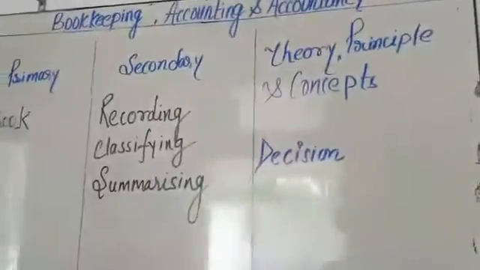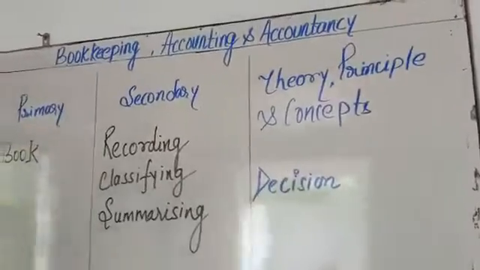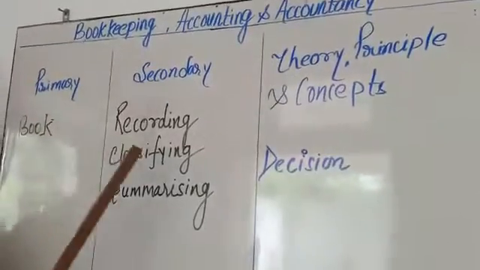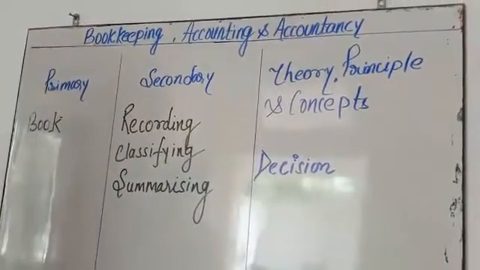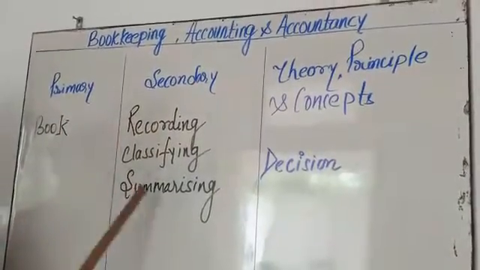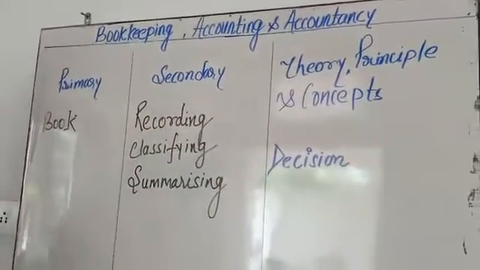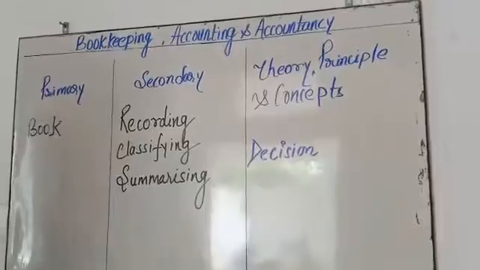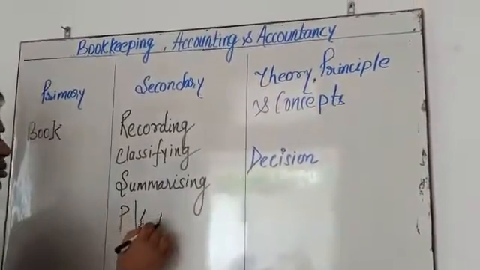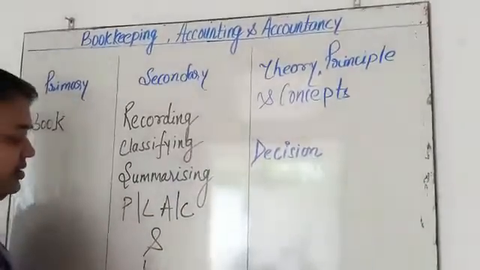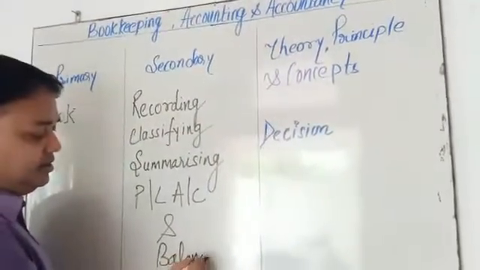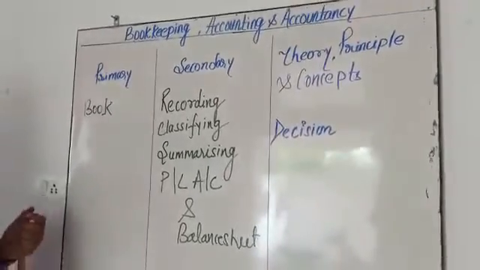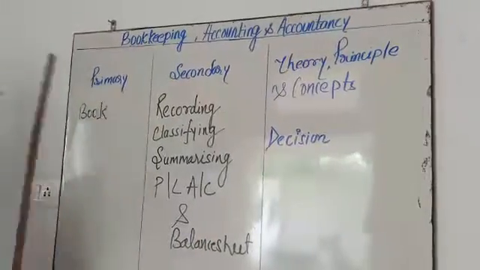Now come to accounting. Accounting is a secondary stage. Why am I saying this? Because bookkeeping is primary, and accounting is the secondary stage. In this stage, there is also recording, classifying and summarizing. Here we find out the profit and loss of the organization, so we prepare the profit and loss account and the balance sheet. So accounting is the secondary stage and bookkeeping is the primary stage.